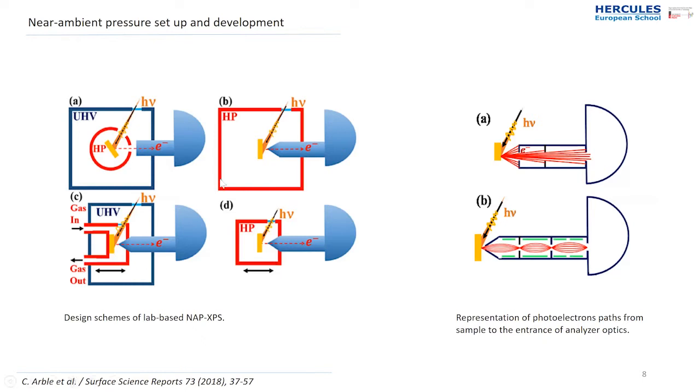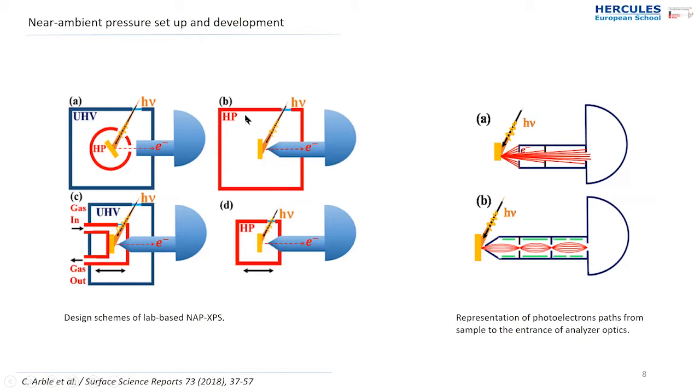The early stage of development was that you had a small pressurized cell within an ultra-high vacuum chamber with two orifices, one for the X-ray coming in, interacting with the surface, and the photoelectrons coming out by another orifice.